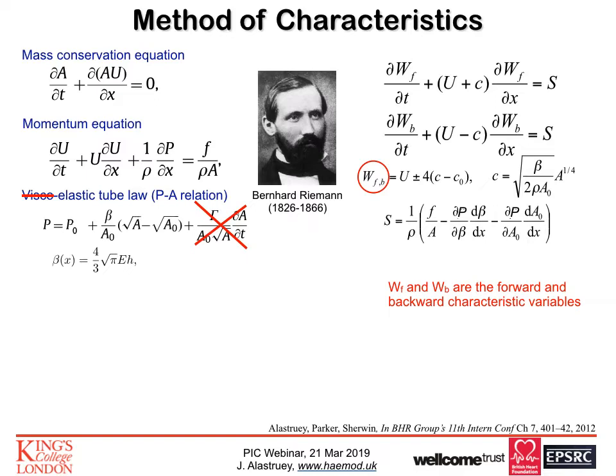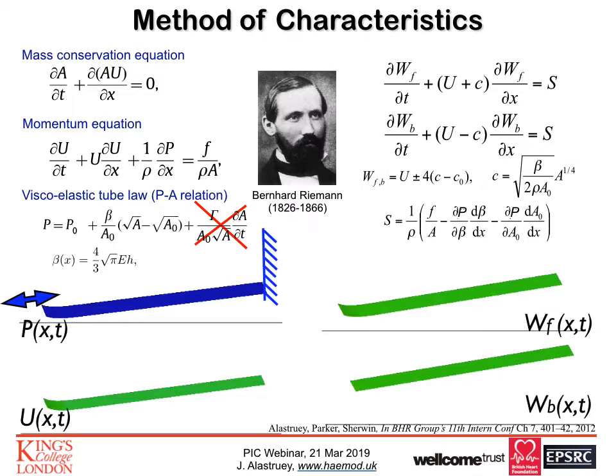These two advection equations indicate that changes in pressure and velocity propagate with a speed u plus c in the forward direction and a speed u minus c in the backward direction, where u is the speed of blood and c is referred to as the pulse wave speed, which depends on the elasticity of the arterial wall through the beta parameter that appears in the tube law on the left.